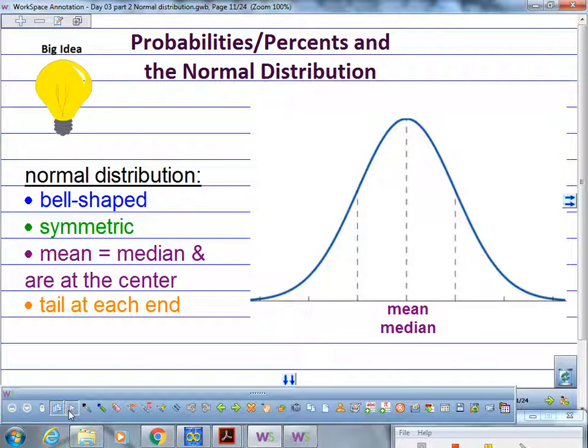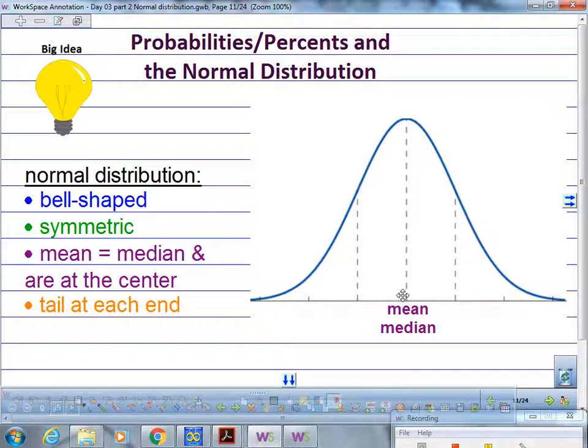All right, so this is a normal bell curve. A normal bell curve is symmetrical. First of all, it's bell-shaped. It's symmetrical. Therefore, 50% of my data is from here and up, and 50% of my data is from here and down. Symmetrical means my mean is equal to my median, and they are both at the center. So that's where we always start, is with our mean.